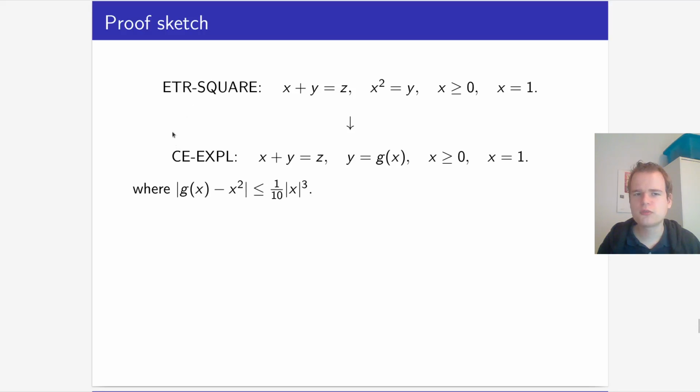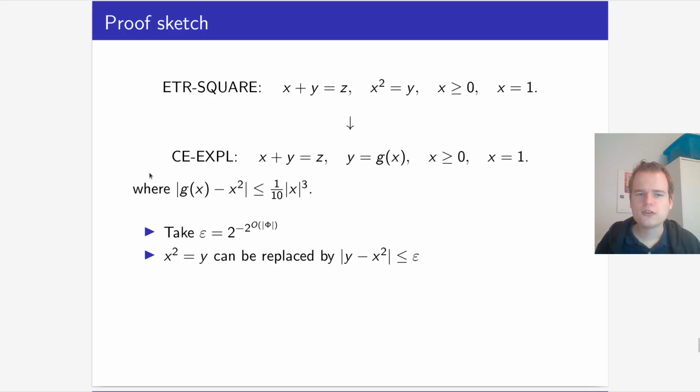Okay, so now how do we perform this reduction? The first idea is to take epsilon to be some very, very small number. Actually it's doubly exponentially small in the description complexity of phi, which is our ETR square formula, which we are reducing to this new problem. And why do we do this? It turns out that if we take this ETR square problem and replace each of these squaring conditions by slightly relaxed conditions, where we allow the error in the squaring condition to be at most epsilon, then because this epsilon is so very small, this new problem will be equivalent.